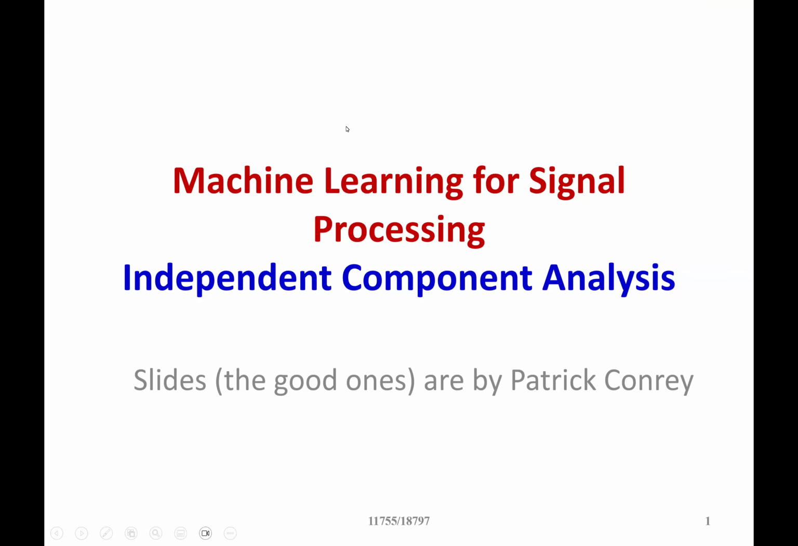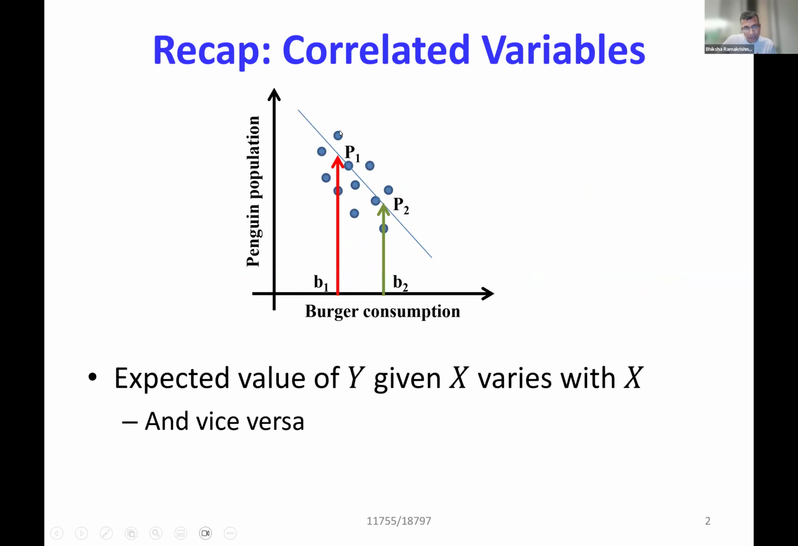Perfect. Today we're going to be talking about independent component analysis, but first, a quick recap. We saw in the last class what we meant by correlated variables. If two variables x and y are correlated, then at any value of x, the y value is going to depend on x.